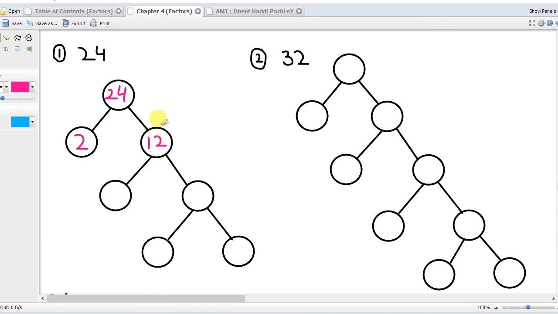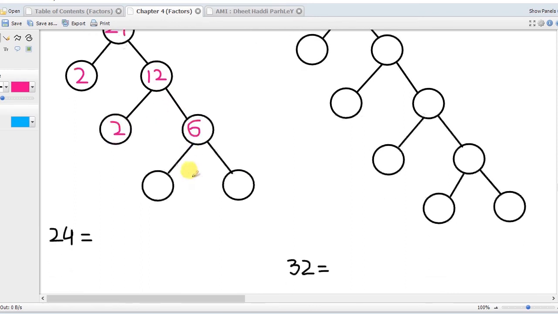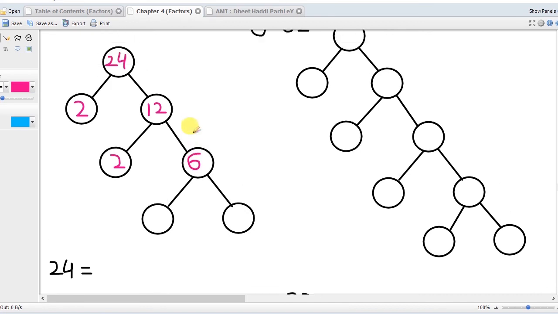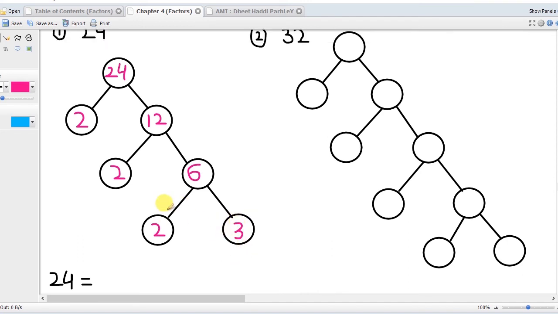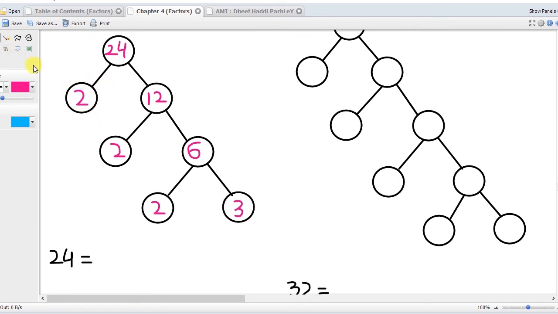Now we have to look at this number 12. What two numbers can you multiply to get this 12? Always start from 2. So one portion is 2, the other portion is 2 times what number is 12? 6. Now again, we have to break down this 6. So 2 times 3 is 6, right?